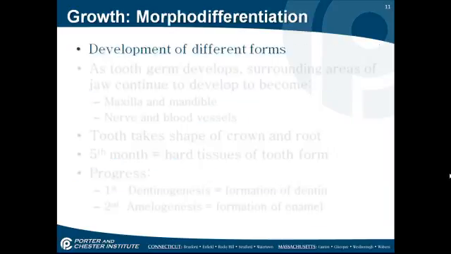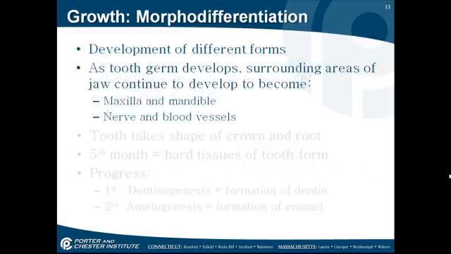Morphodifferentiation is now there's going to be different forms that are shaping up from the cells. As the tooth germ develops, surrounding areas of the jaw are also developing. Remember, we saw those little ET looking characters or pictures back when we looked at the embryos, and we saw that the maxilla and the mandible and nerves and blood vessels were developing also. So this is happening around in the jaw where the tooth germ is developing.